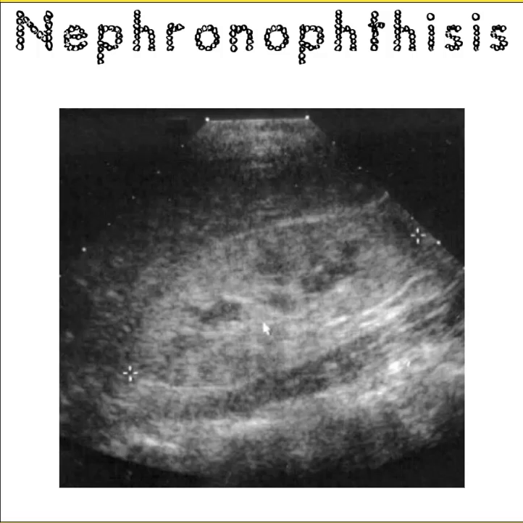And here is an example of a child with nephronophthisis. Again, we no longer can really tell the difference between the cortex, the medulla, and the sinus. It's all kind of that same bright echogenicity. The kidney is measuring smaller. We might see some small cystic structures along the corticomedullary border.